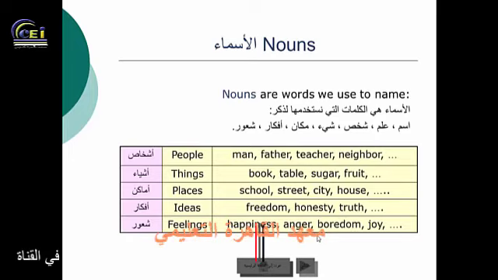Nouns are words we use to name people: man, father, teacher; things: book, table, sugar, fruits; places: school, street, city, house; and ideas: freedom, honesty, truth, happiness, anger, birth, and joy.